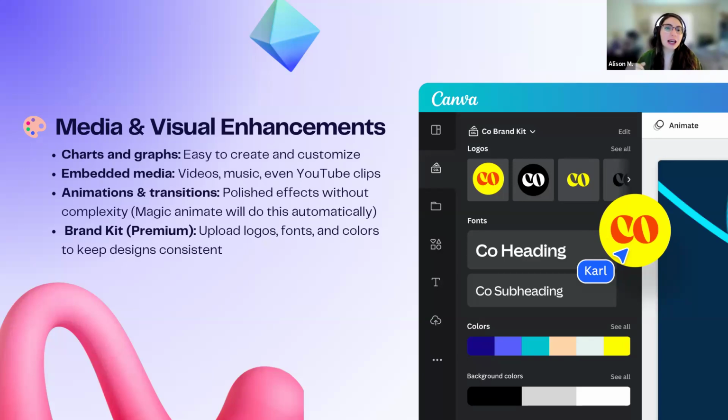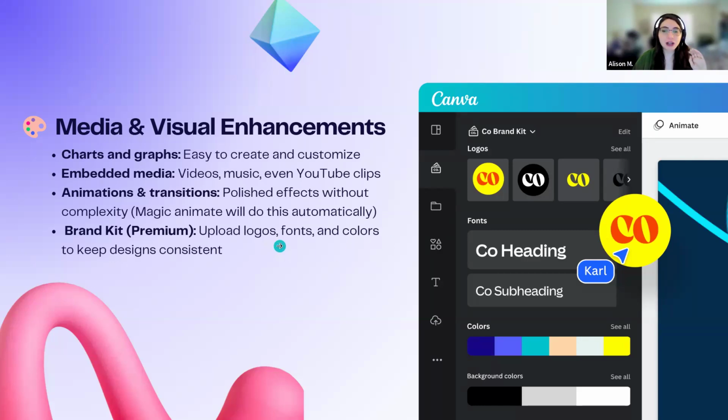The embedded media allows you to add videos, music, and even YouTube clips to your presentations. As I described a little bit earlier, the animations and transitions are polished effects that allow you to, instead of just hard cutting from one slide to the other, put in transitions, and you can choose how elements appear on the slides and fade out of the slides as well.